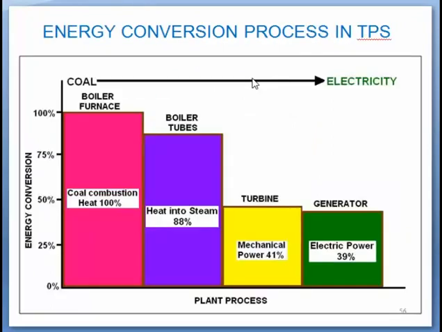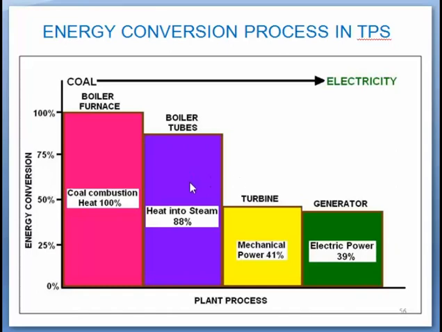The conversion of heat energy into mechanical or electrical energy is basically a thermodynamically inefficient process, since heat is a low grade energy and work is a high grade energy. Out of the available heat from coal combustion, 88% is used for generation of steam. So here you can see there is a loss of 12%.